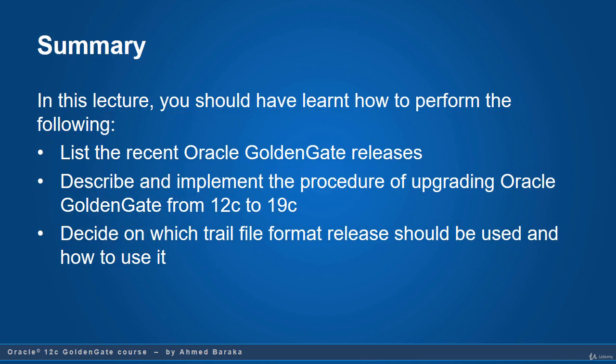And that's it for this lecture. In this lecture, you should have learned how to perform the following. List the recent Oracle GoldenGate releases. Describe and implement the procedure of upgrading Oracle GoldenGate from 12c to 19c. And decide which trail file format release should be used and how to use it.